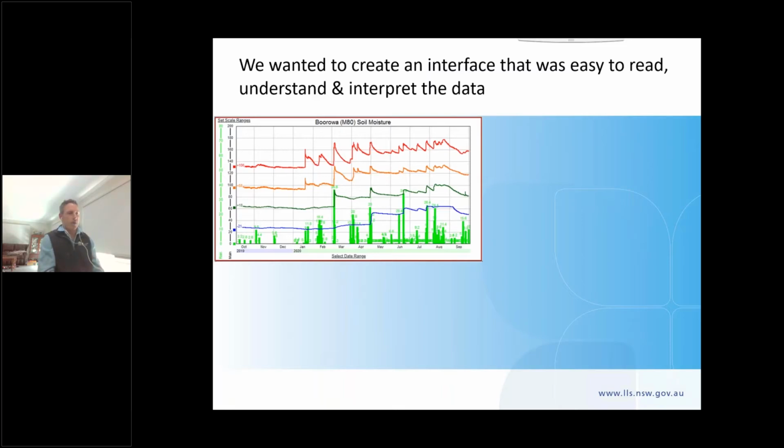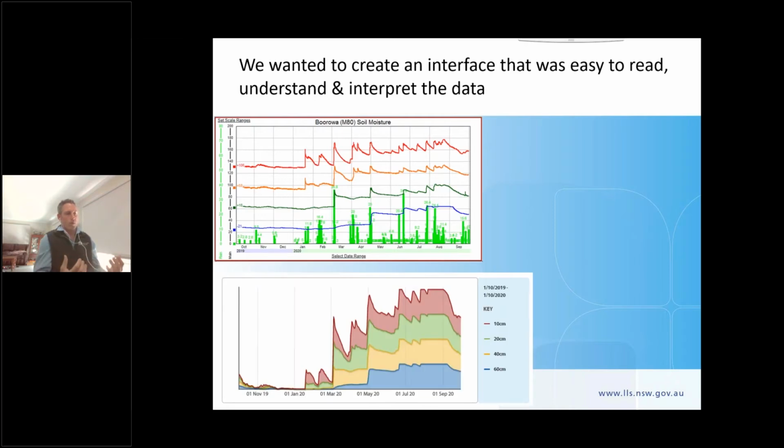When developing Farming Forecaster and its predecessor website, one of the main objectives was to develop an interface that is easy to read, understand, and interpret the data. And so the first screenshot that you're looking at is from the Mate website. That's an example of the standard data interface or output that you get when you install a moisture probe. We were really keen to improve the readability of that information.